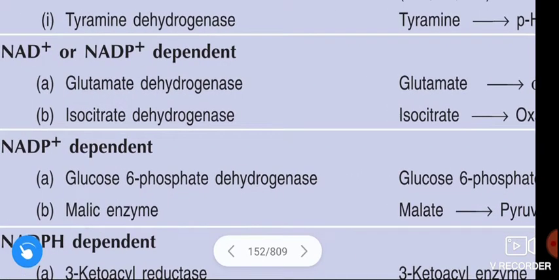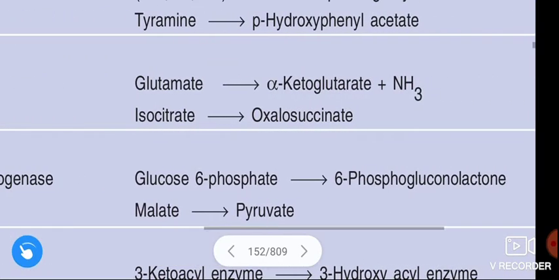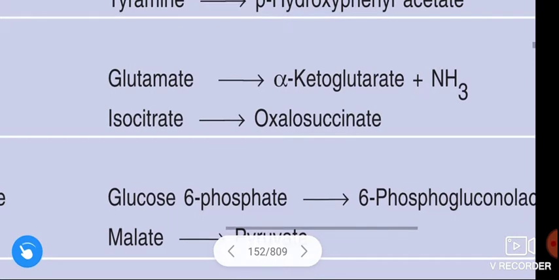Next enzyme is isocitrate dehydrogenase. This enzyme helps in conversion of isocitrate to oxalosuccinate.